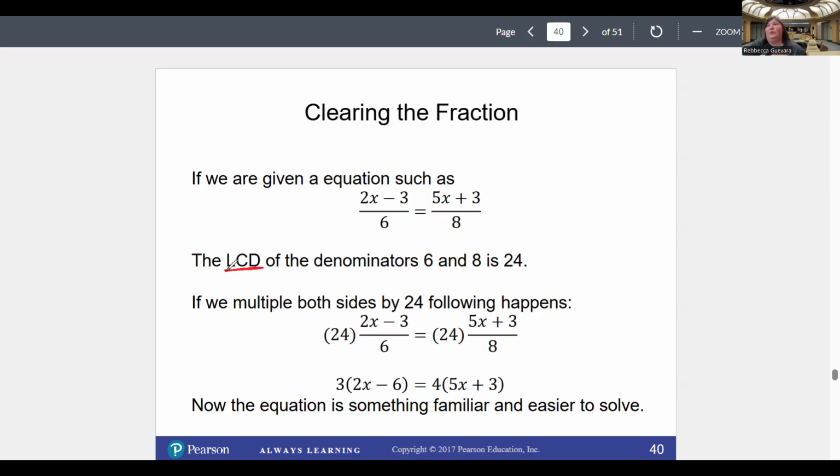So we're looking for your LCD. This is called your lowest, or no, least common. Sorry, I'm getting confused with the other version of this. Least common denominator. So what we're really looking for is we're trying to find the smallest number that both 6 and 8 divide into. The smallest number both 6 and 8 divide into.